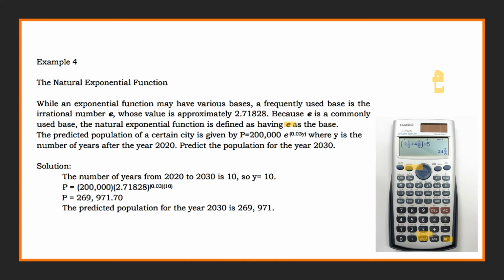The predicted population of a certain city is given by P equals 200,000 e raised to 0.03y, where y is the number of years after the year 2020. Predict the population for the year 2030. So, ang y mo dyan is ilang taon? Will be 10. Number of years will be y equals 10, from 2020 to 2030. Then, substitute nyo lang yun dun sa formula.